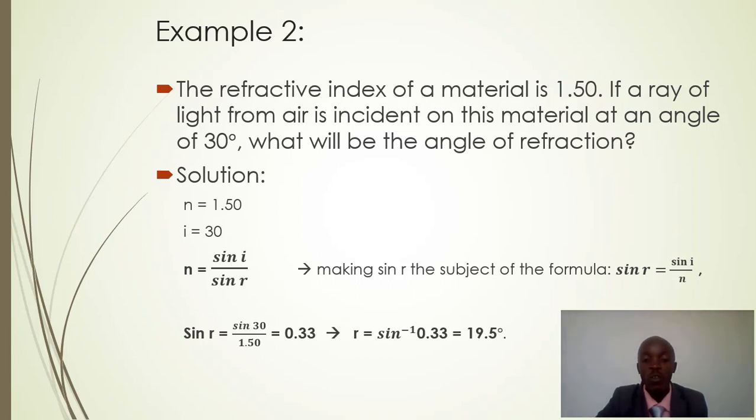Therefore, if we find the sine inverse of 0.33, we get 19.5 degrees. That is to 3 significant figures, and therefore our answer that we were supposed to give here for the angle of refraction is 19.5 degrees.